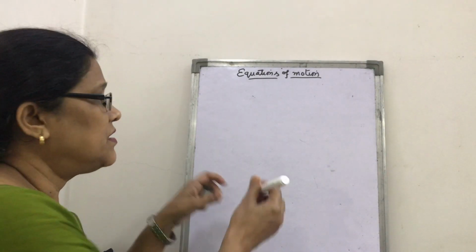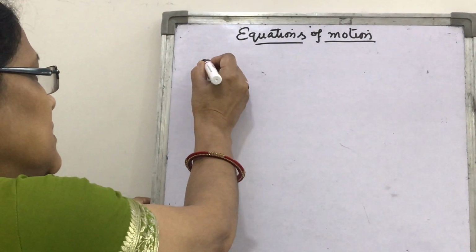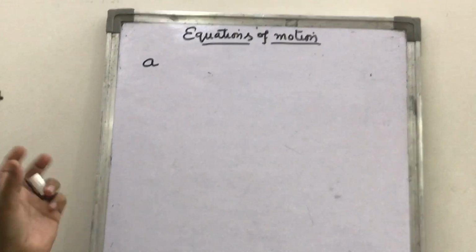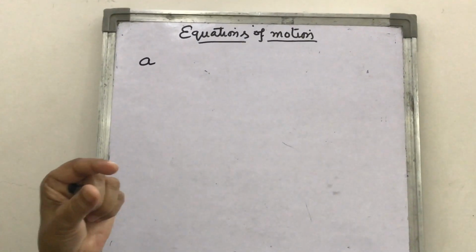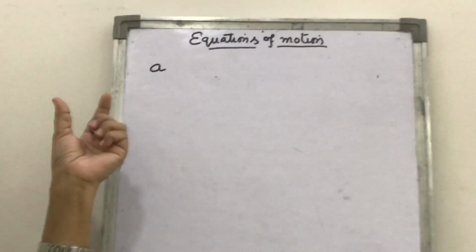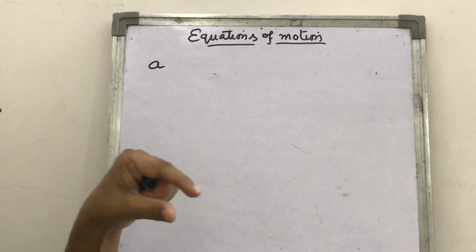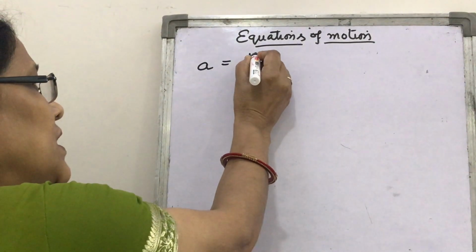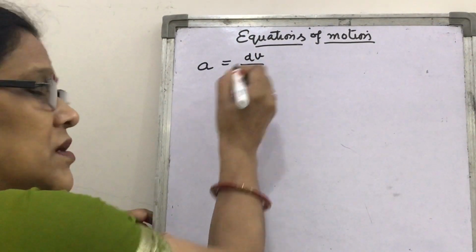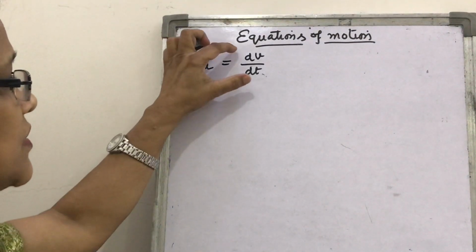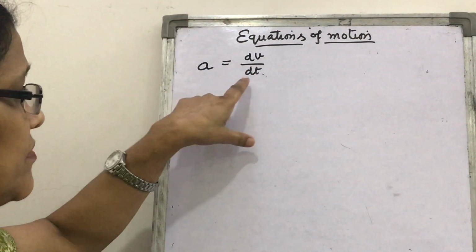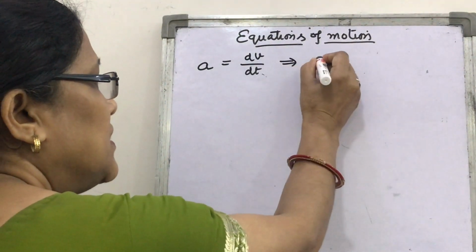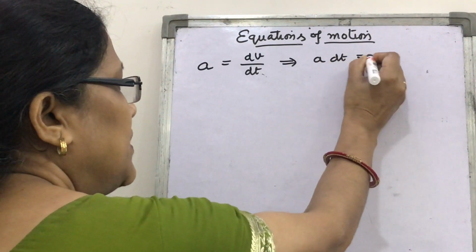We know that acceleration is the rate of change of velocity, and for a very small interval of time dt, the acceleration is given by the change in velocity in that small interval of time. So, acceleration can be written as dv by dt. dv is the small change in velocity, in what time interval? dt. How can you write this as a dt equal to dv?